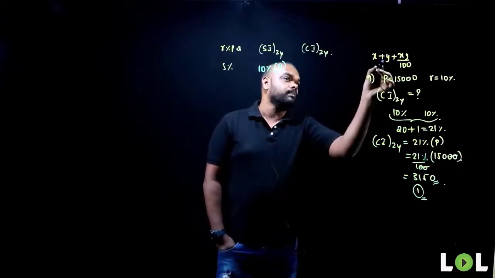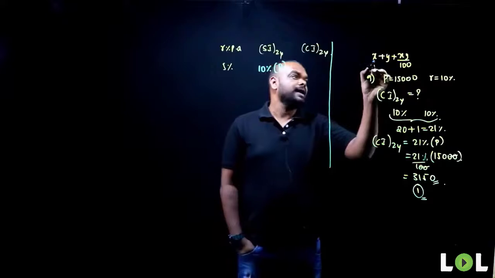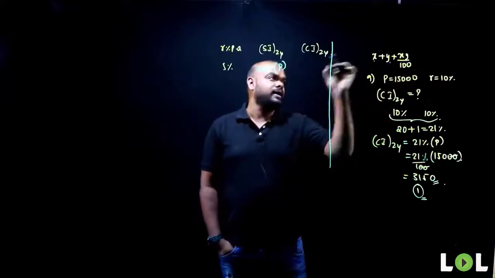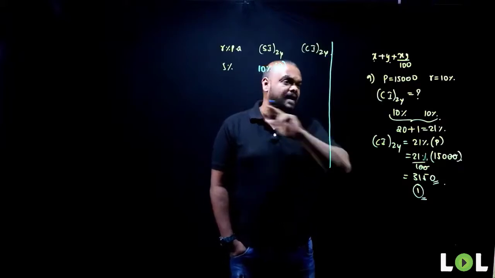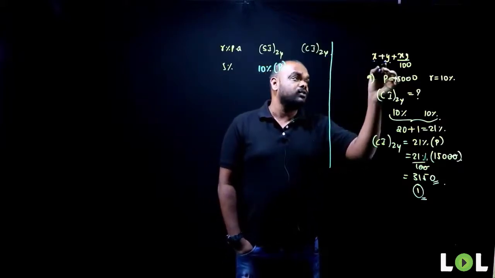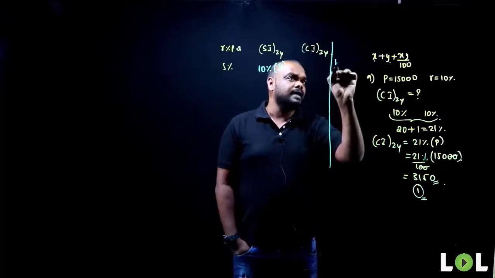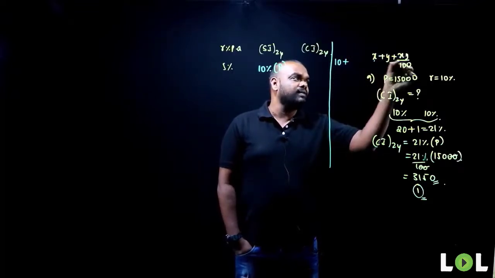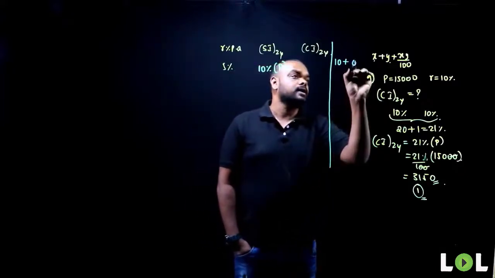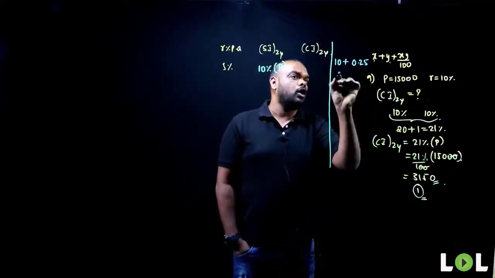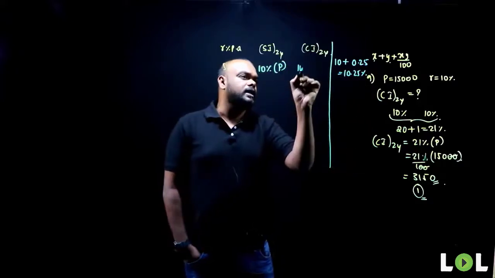Now, if you want compound interest for 2 years, what will you do? Apply the formula. Same formula. Observe here. X plus Y plus XY by 100. X value is also 5. Y value is also 5. X plus Y, 5 plus 5, 10 plus 5 into 5, 25. 25 by 100, 0.25. Altogether 10.25%. So compound interest will be 10.25% of principal.